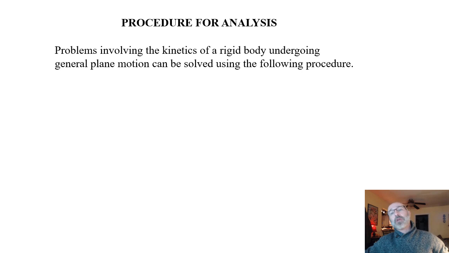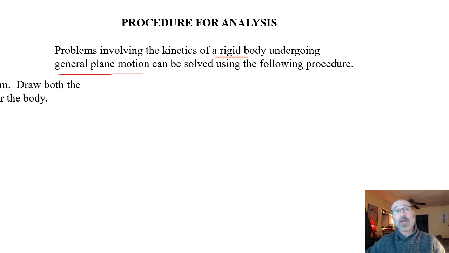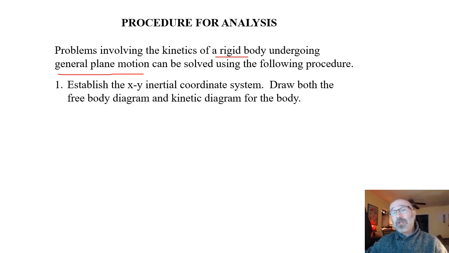So my procedure for analysis, I'm going to go through this again. It's in our lecture notes, but I want to go over it one more time as we go through the solution of this problem. Any problem involving kinetics of a rigid body undergoing general planar motion can be solved using the following steps. Step one, before we even start this problem, we want to establish an inertial XY coordinate system. What do we want to choose as a positive X? What do we want to choose as a positive Y? We want to draw both the free body diagram and the kinetic diagram according to our chosen coordinate system as well.